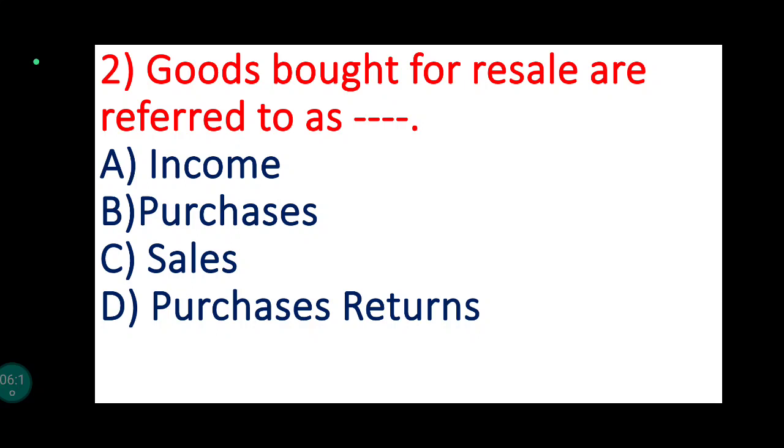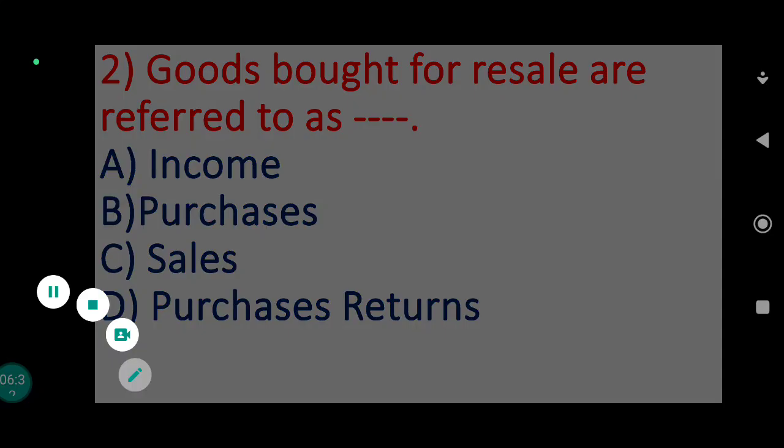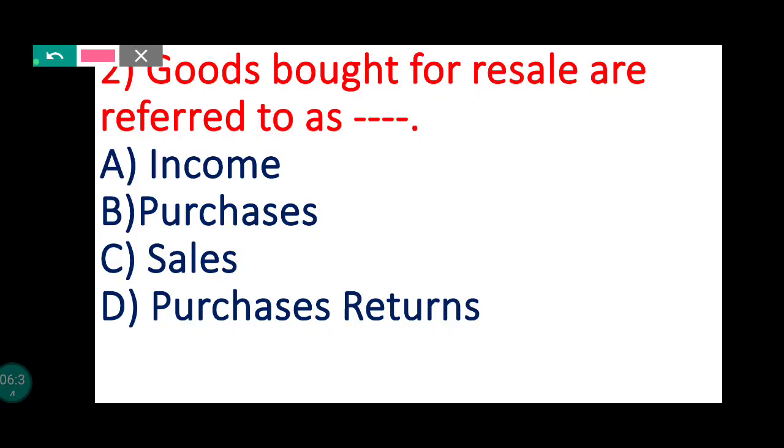Goods bought for resale are referred to as. Here the options are income, purchases, sales and purchase return. When the goods are purchased for resale, it is known as purchases. We have seen in the income statement that we take purchases.